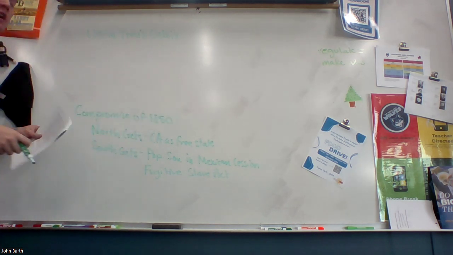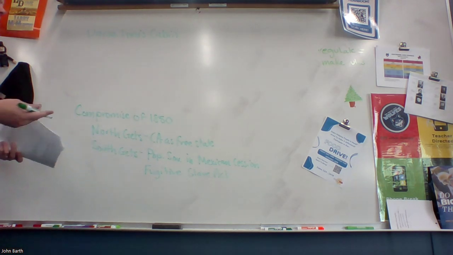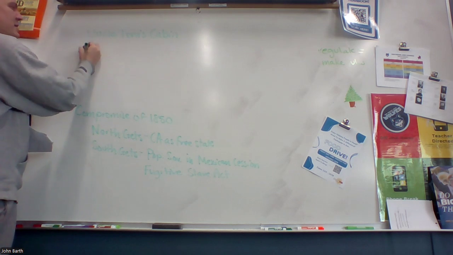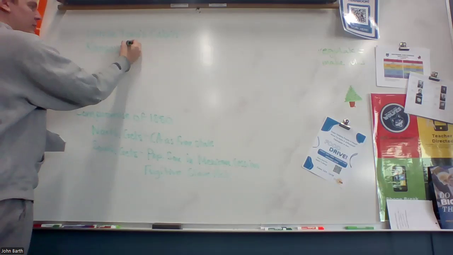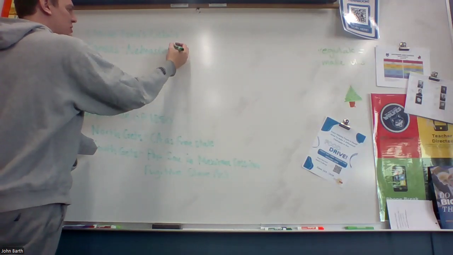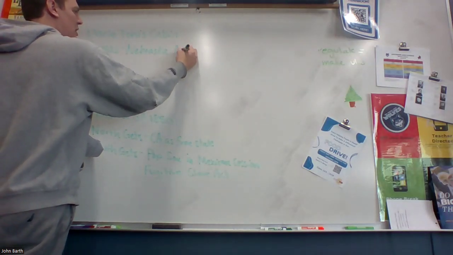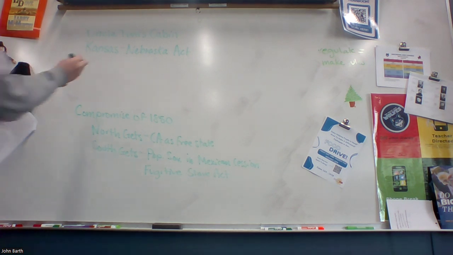Now, Stephen Douglas is not done with his fight for popular sovereignty, especially in the 1850s when Kansas becomes an issue. There's more people moving into the Kansas and Nebraska territories, and so they decide to pass the Kansas and Nebraska Act. What does that say? They're going to compromise by doing what there? Popular sovereignty.